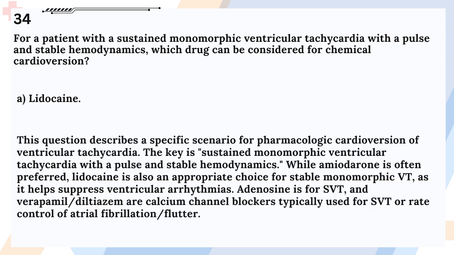Answer: A. Lidocaine. This question describes a specific scenario for pharmacologic cardioversion of ventricular tachycardia. The key is sustained monomorphic ventricular tachycardia with a pulse and stable hemodynamics. While amiodarone is often preferred, lidocaine is also an appropriate choice for stable monomorphic VT, as it helps suppress ventricular arrhythmias. Adenosine is for SVT, and verapamil/diltiazem are calcium channel blockers typically used for SVT or rate control of atrial fibrillation/flutter.